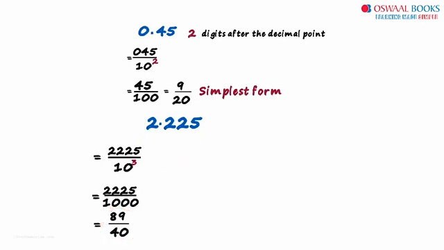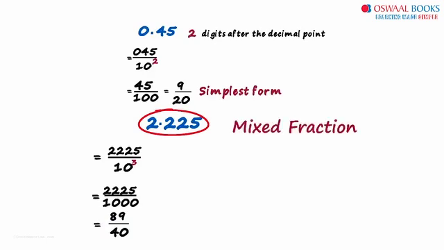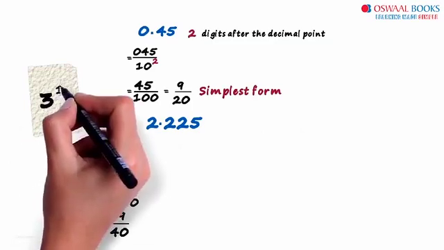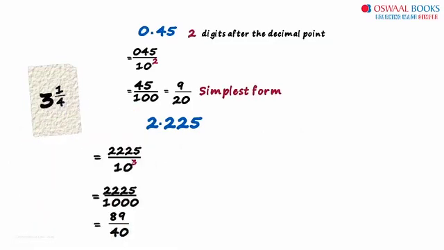That was simple. But what if you're asked to write 2.225 as a mixed fraction? A mixed fraction is something like 3 1 by 4. It means 3 and a quarter. 3 is called the whole part and 1 by 4 is called the fractional part. So how do we get this decimal form in this mixed fraction form?